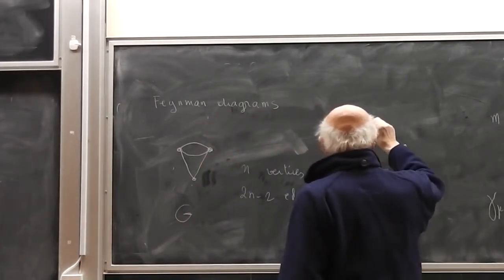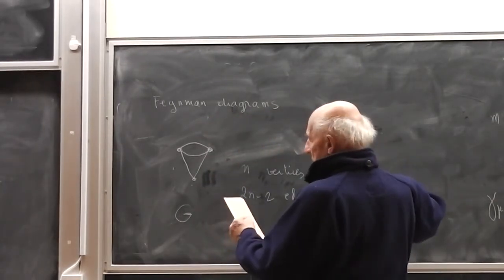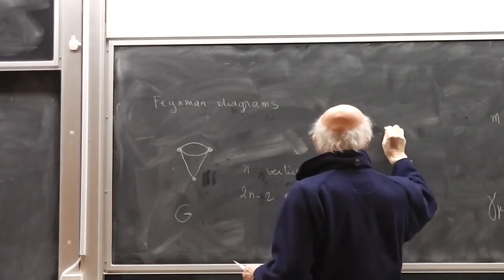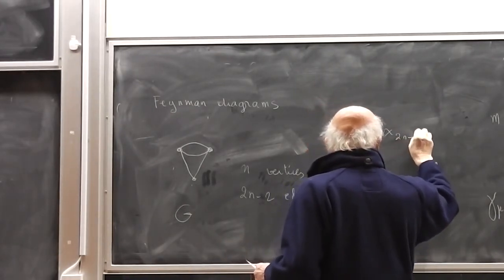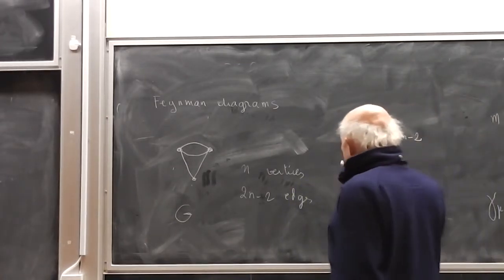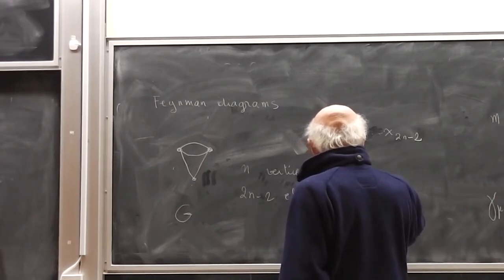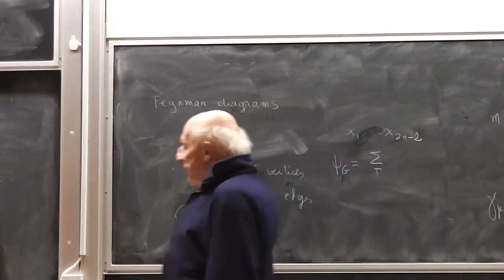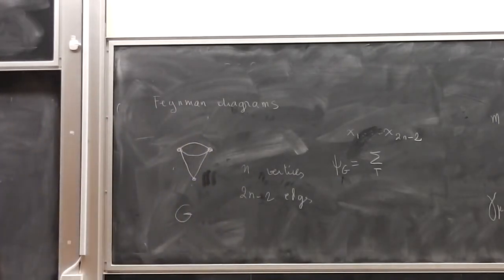You consider variables corresponding to the edges: you introduce for each edge a variable. Then you introduce a certain polynomial psi g, which is the following. Sum over trees T, where the graph is connected.